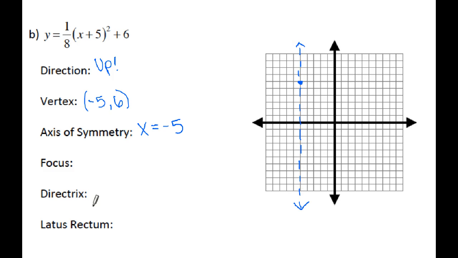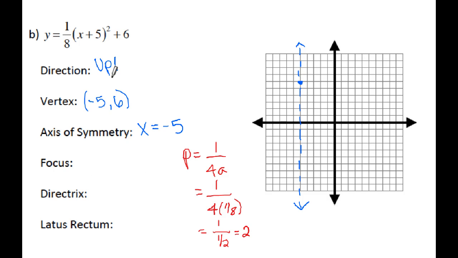Okay, now for my focus and my directrix, I need to figure out what P is. P is 1 over 4a. A in this case is 1/8. I'm going to go ahead and multiply these two first before I divide. So I have 1 over 4/8 is the same thing as 1/2. So 1 over 1/2 is the same thing as 2. So P in this case is 2 units. I use P to find my focus and my directrix because the distance from my vertex to my focus is what P is, and the distance from my vertex to my directrix is what P is.